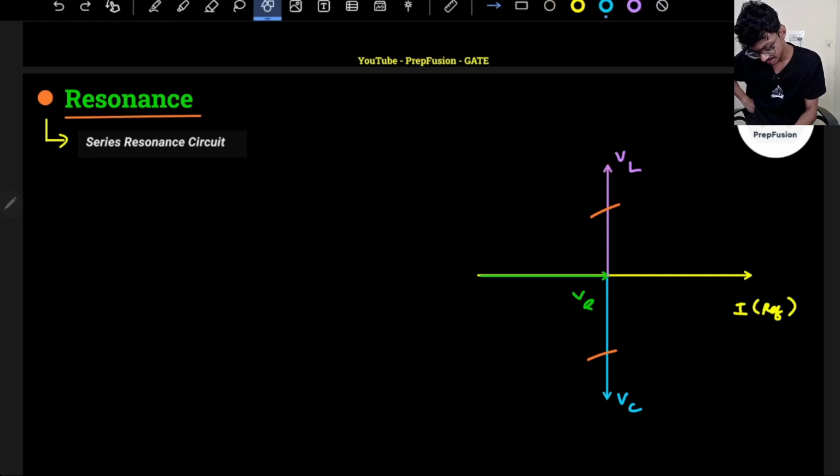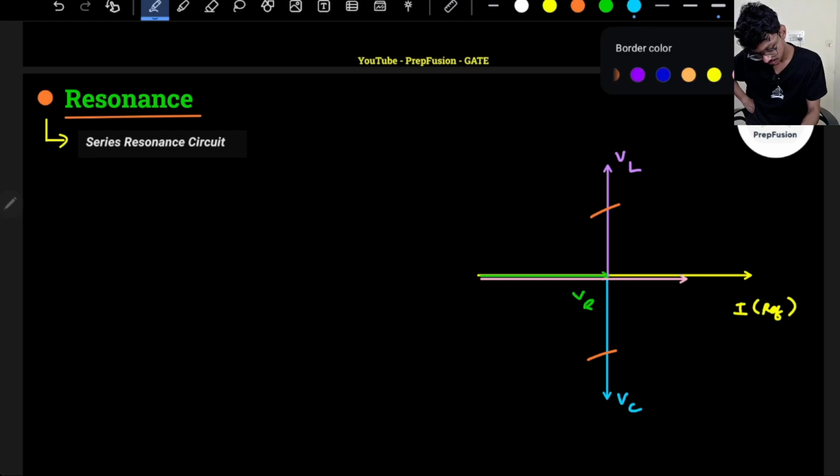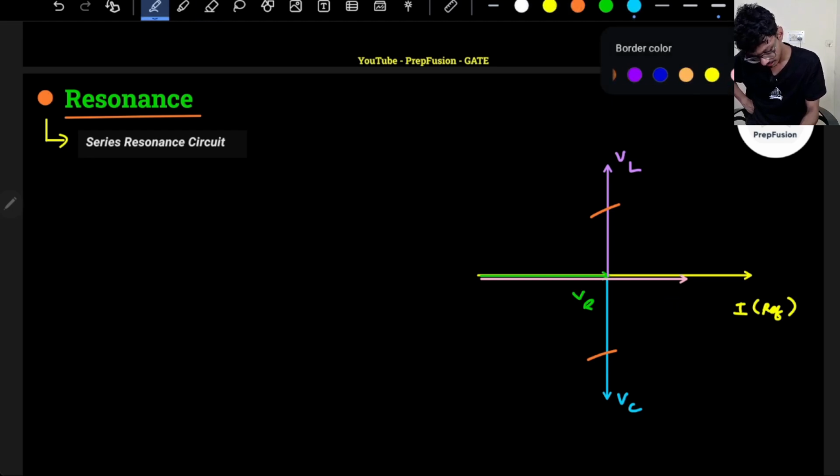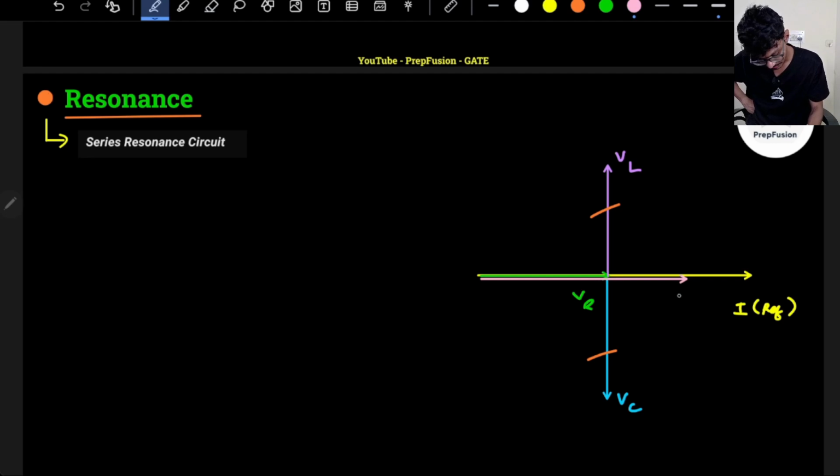So ultimately it is simply in phase with the current only. From the phasor diagram also you can see what is my Vs basically.